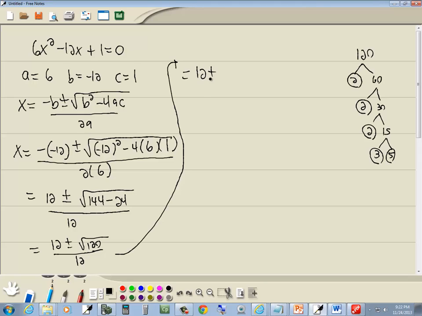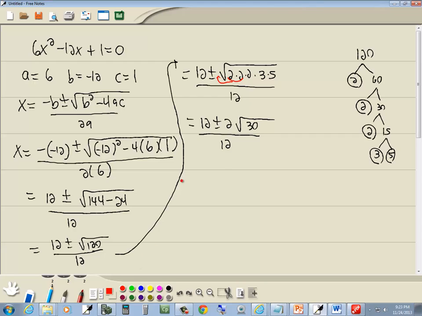So we got 12 plus or minus square root. We got three 2's, we got a 3, and we got a 5, over 12. Now remember, with the square root, we're looking for a pair of somethings. So here's a pair of 2's. They're going to come out in front as a single 2. So we got 12 plus or minus 2 square root of 2 times 3 is 6 times 5 is 30, over 12.